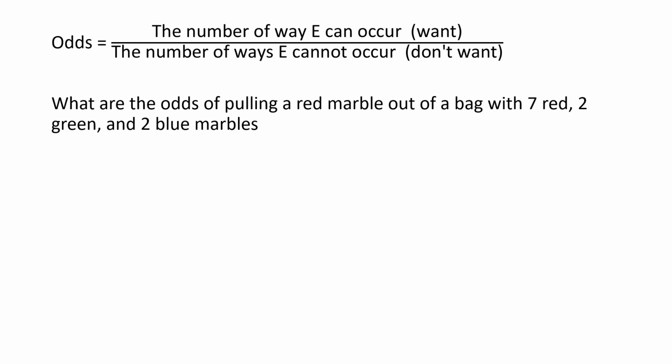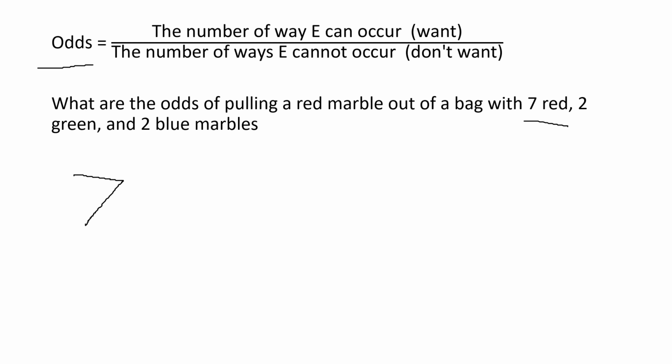So let's look at the same question that we had before, but in this case we're talking about the odds. So remember, the odds are compared to what you don't want. Probability is compared to the total. So what are the odds of pulling a red marble out of a bag with 7 red, 2 green, 2 blue? So our top number for odds is what we want. I still want a red, so any 7 of those marbles will be red. So what I want is 7.